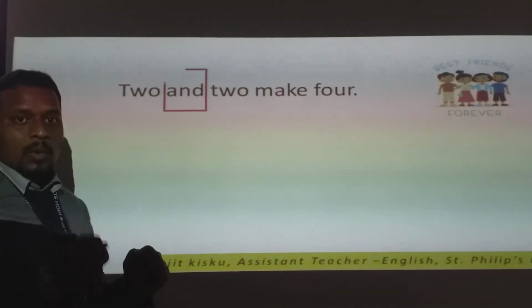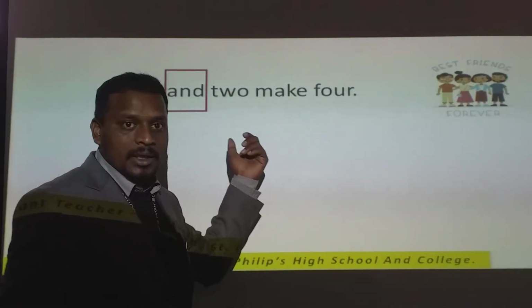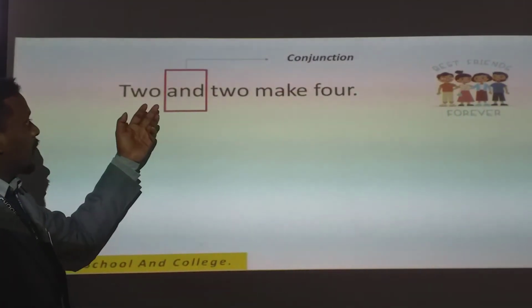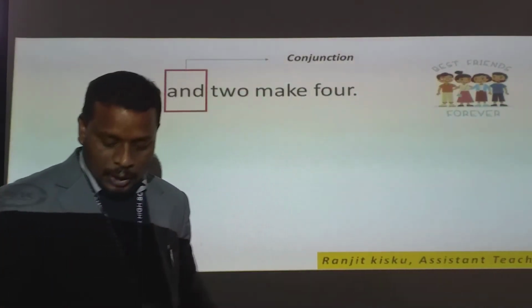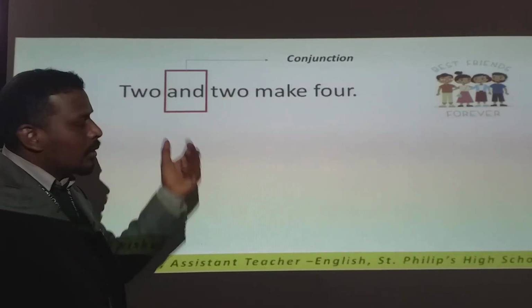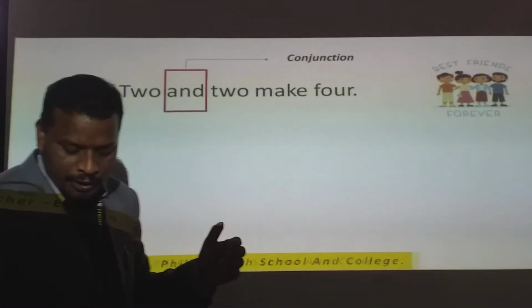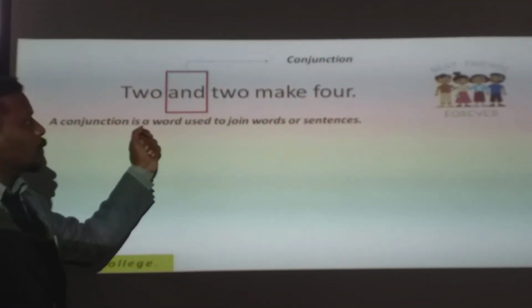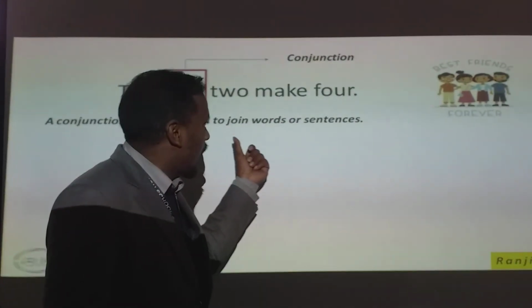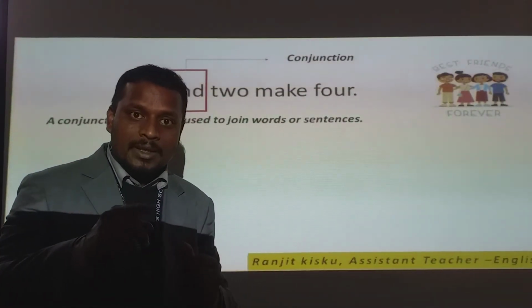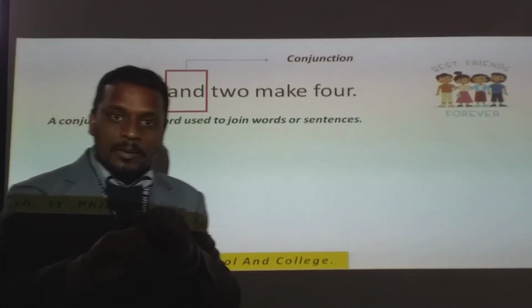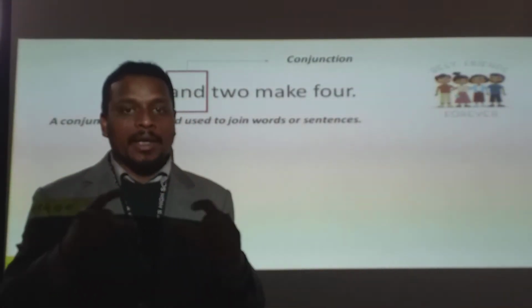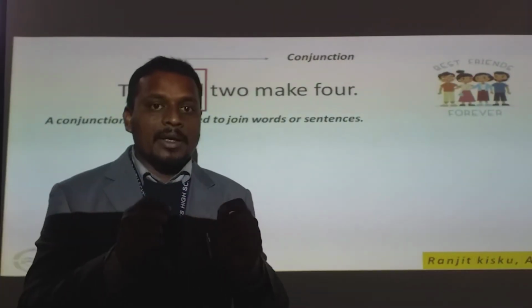Here, the word and, which is highlighted, what do we call it? And is a conjunction. And why do we call it so? Let's see. A conjunction is a word used to join words or sentences. So dear learners, I hope you understood that conjunction means joining or connecting.